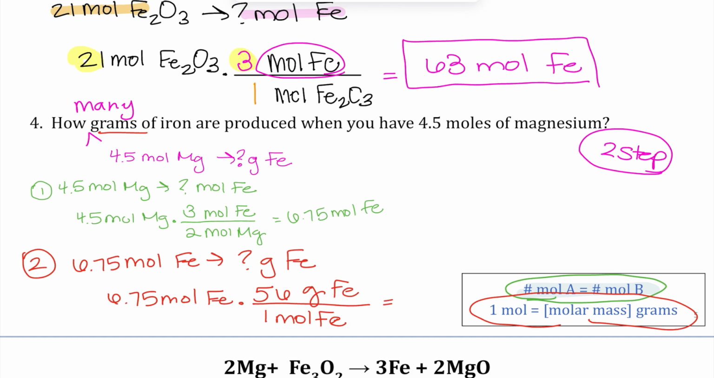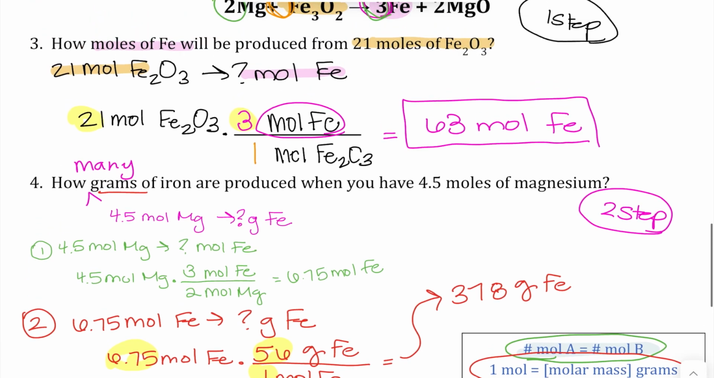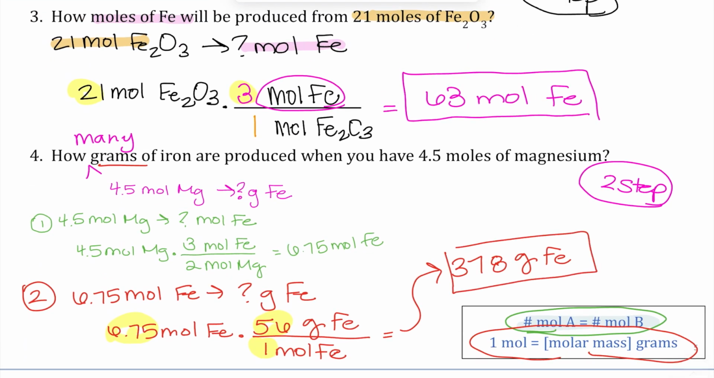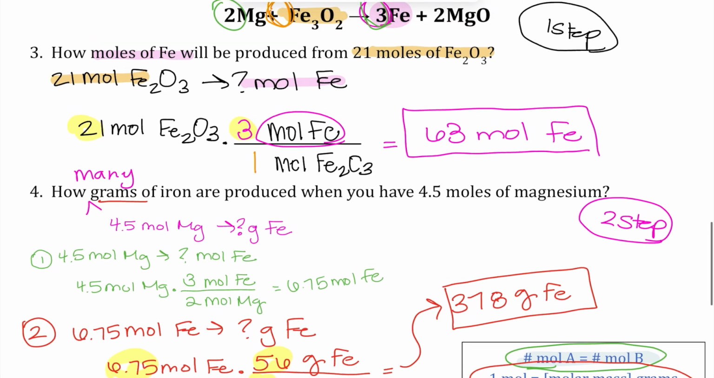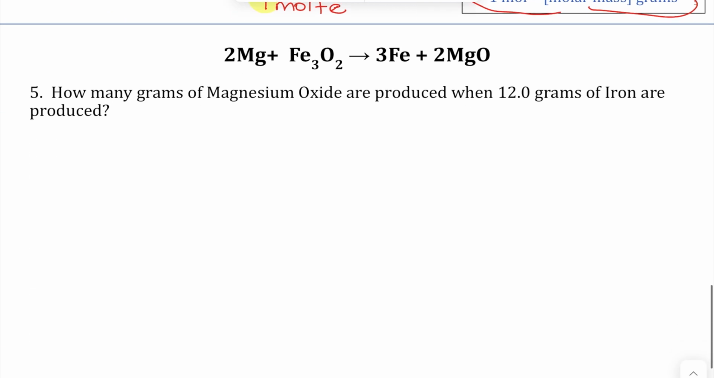And then I can do my math. 6.75 times 56 divided by 1. And we get our answer, 378. And then we need those units, grams of iron, to finish our answer. If you showed your work all in a single step, you should still get that same 378 grams of iron. You do need to show your work to demonstrate your learning when you are being assessed on these.